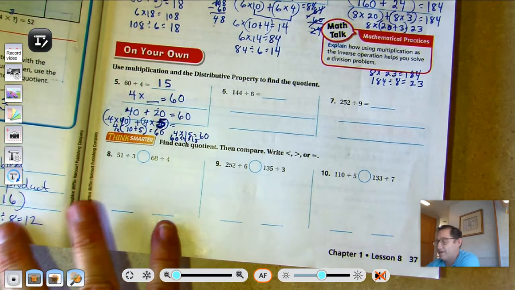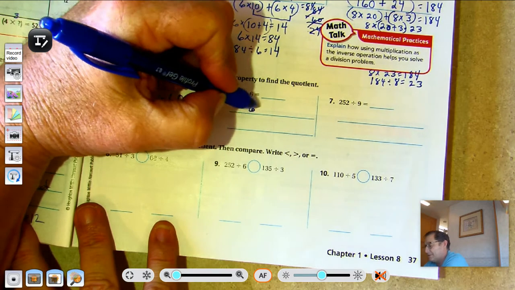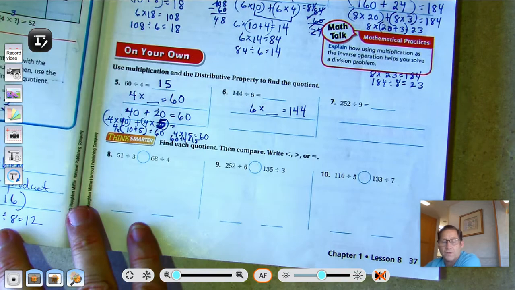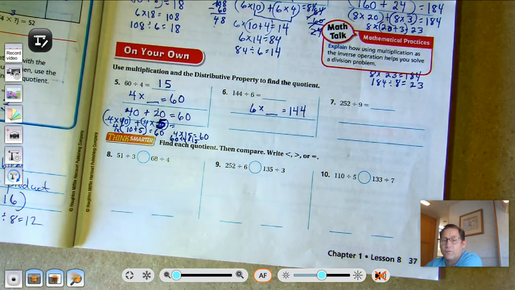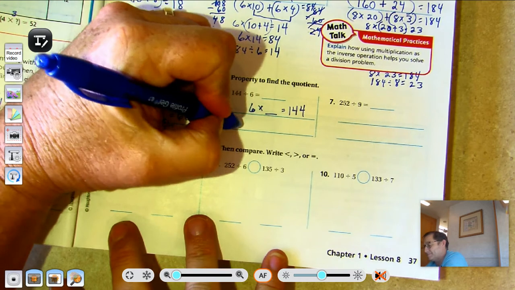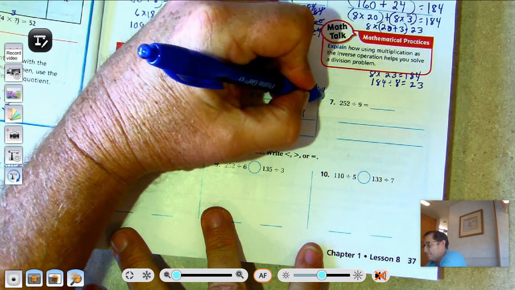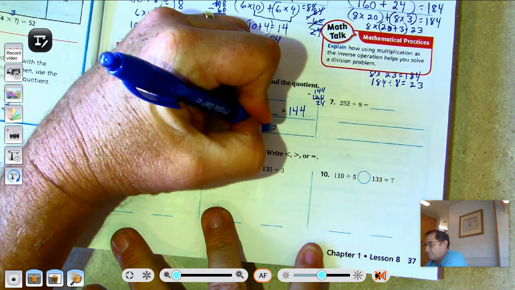Okay, 144 divided by 6. 6 times something is 144. So what we want to do is break up the 144 into two smaller partial products. And this time, 6 times 10 is 60. I think I can get closer to 144. Let's take two multiples of 10. So 20 times 6 is 120. But what's 144 take away 120? 24.